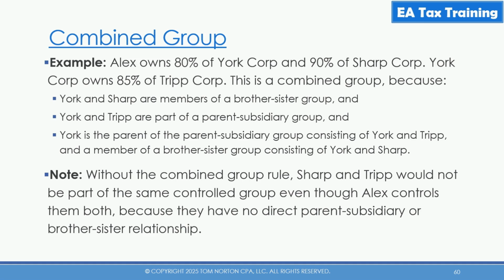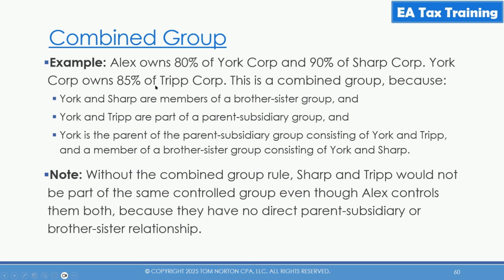So note, without this combined group rule, Sharp and Trip would not be part of the same controlled group, even though Alex controls both of them, because they have no direct parent subsidiary or brother-sister relationship. So look at Sharp and Trip. Alex owns 90% of Sharp. So Sharp is in a brother-sister group with York.